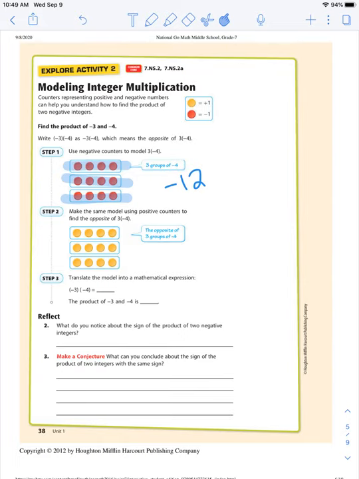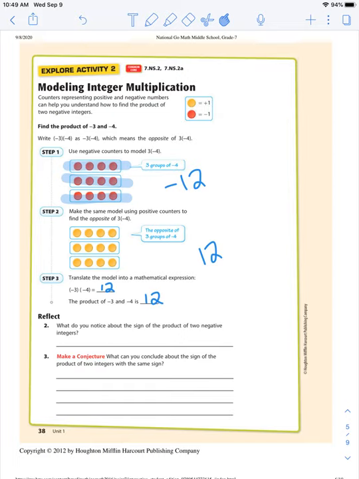And now we're going to have the same model to find the opposite. So I found positive 3 groups of negative 4, but I know I started with negative 3. So now the opposite of that is going to be positive 12. So if we translate that into a mathematical expression, that's a fancy word for saying let's write out the numbers. Negative 3 times negative 4 is positive 12. The product of negative 3 and negative 4 is positive 12.